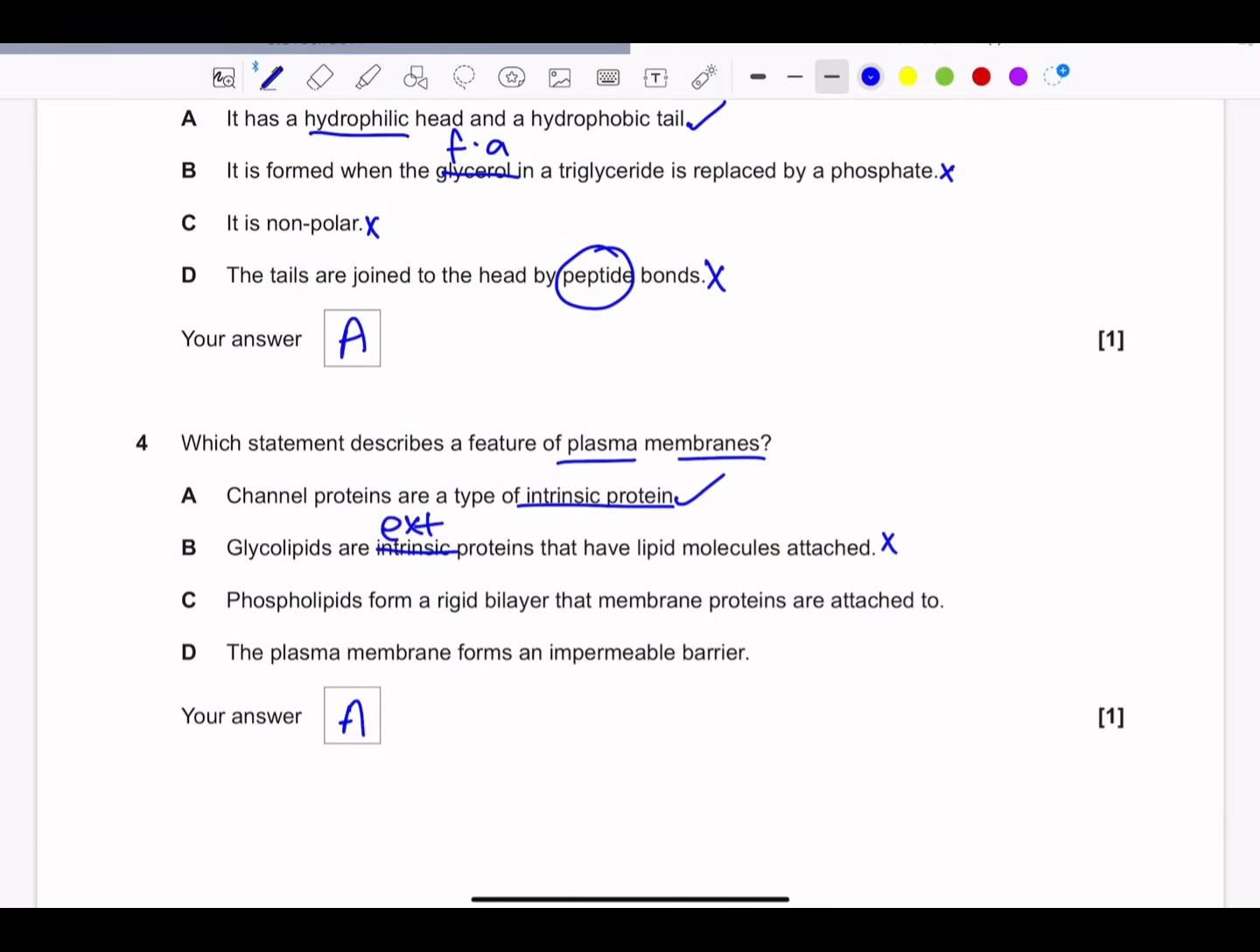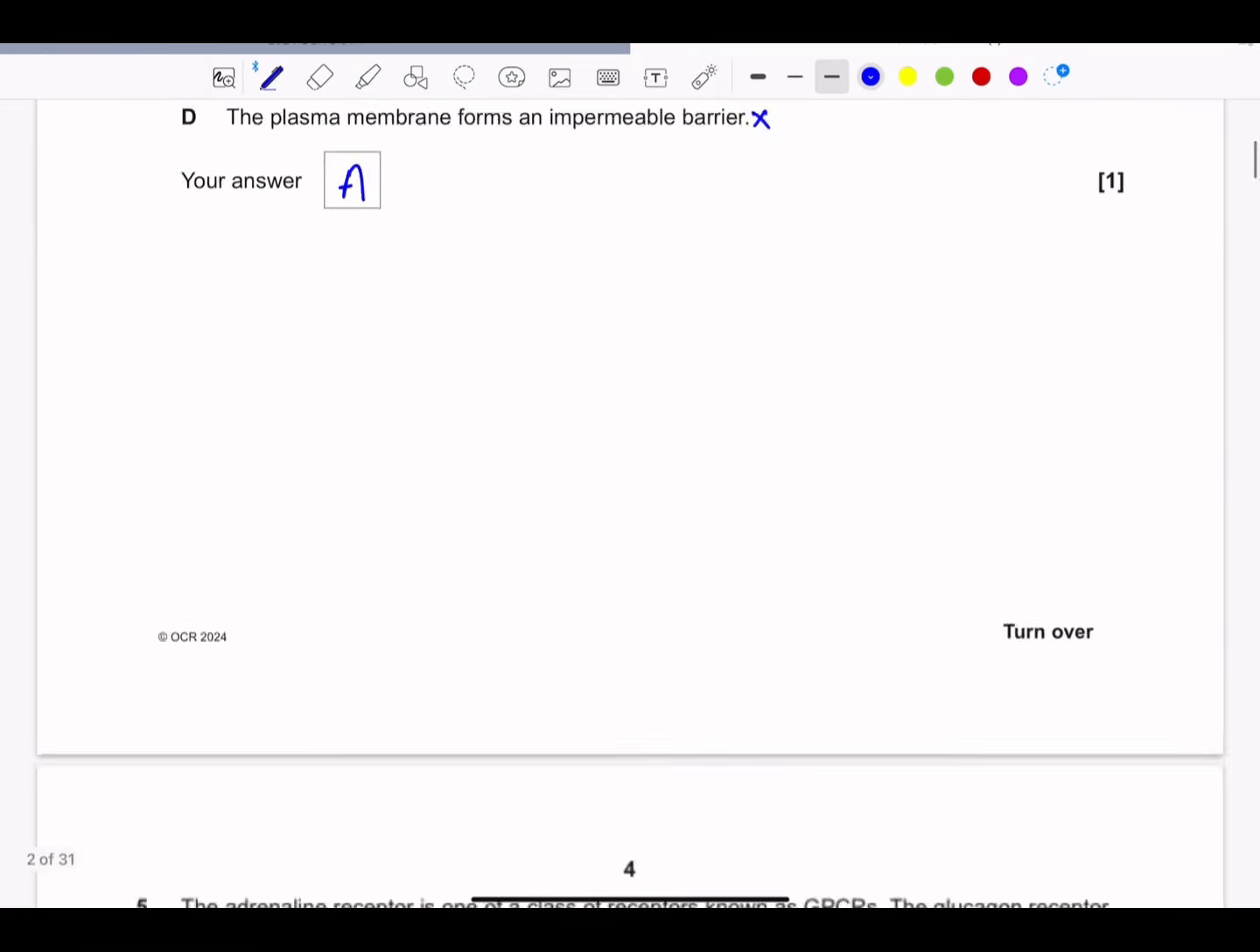C is phospholipids form a rigid bilayer that membrane proteins are attached to. Not true. It is a fluid bilayer, and the fluidity is affected by temperature. Higher the temperature, the more fluid it becomes. D is that the plasma membrane forms an impermeable barrier. No, it's a semi-permeable membrane.